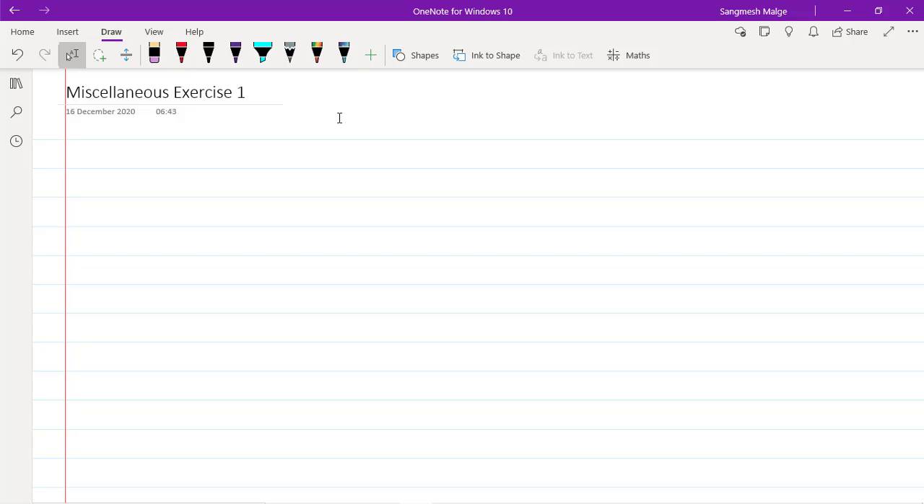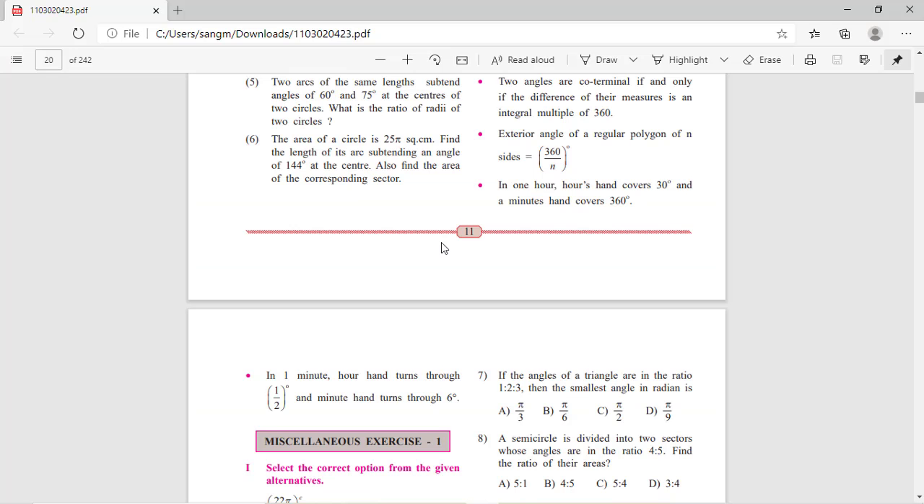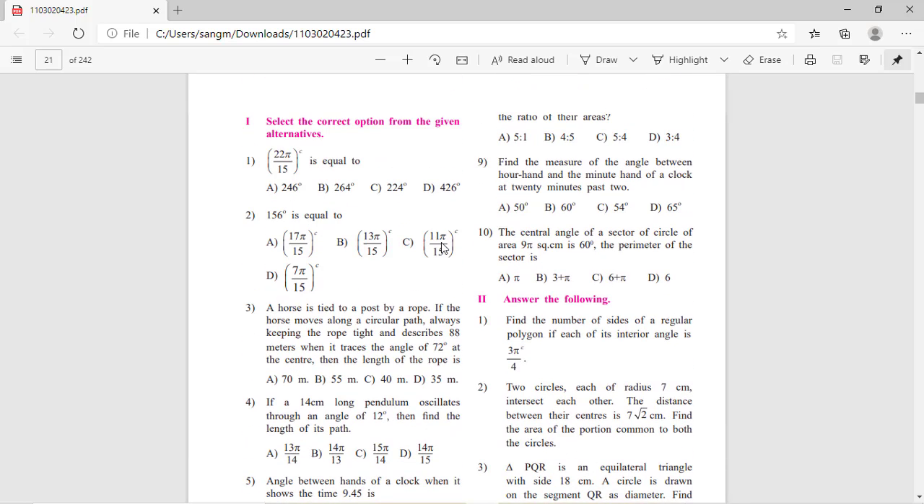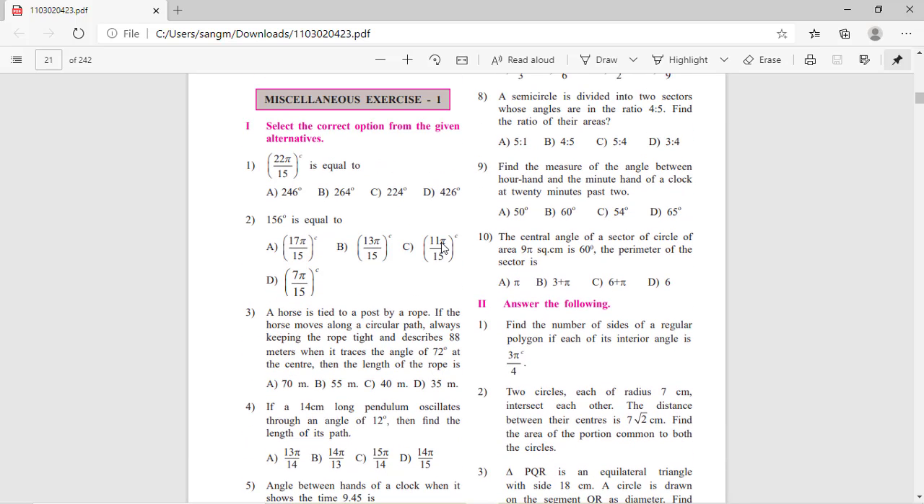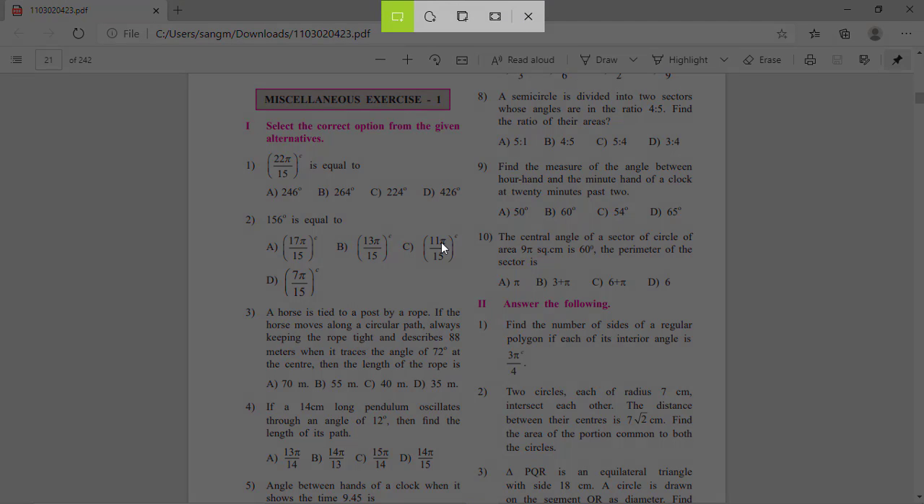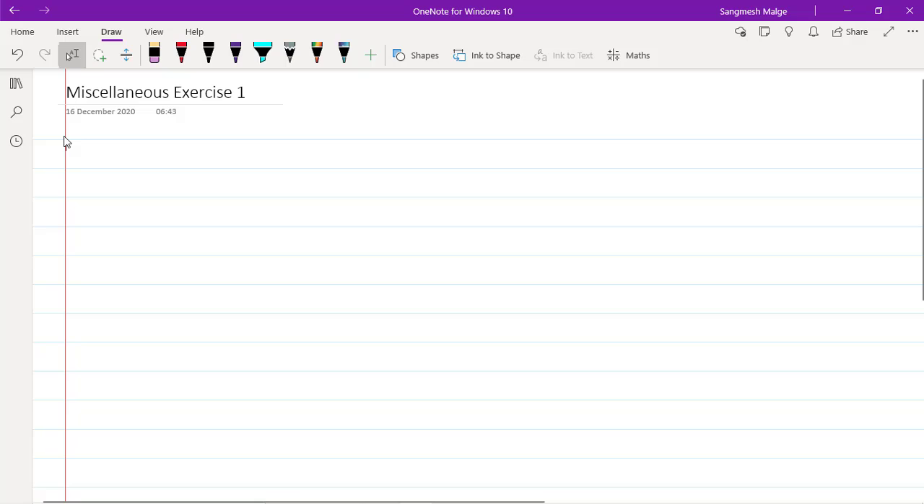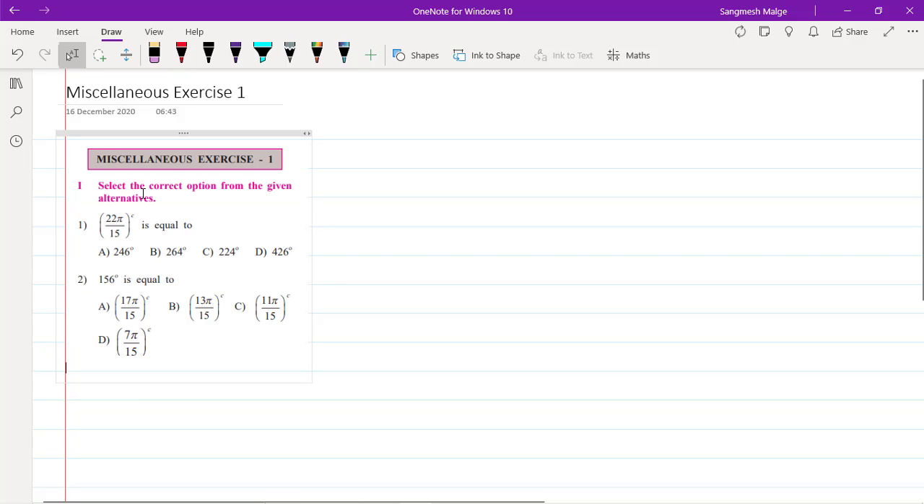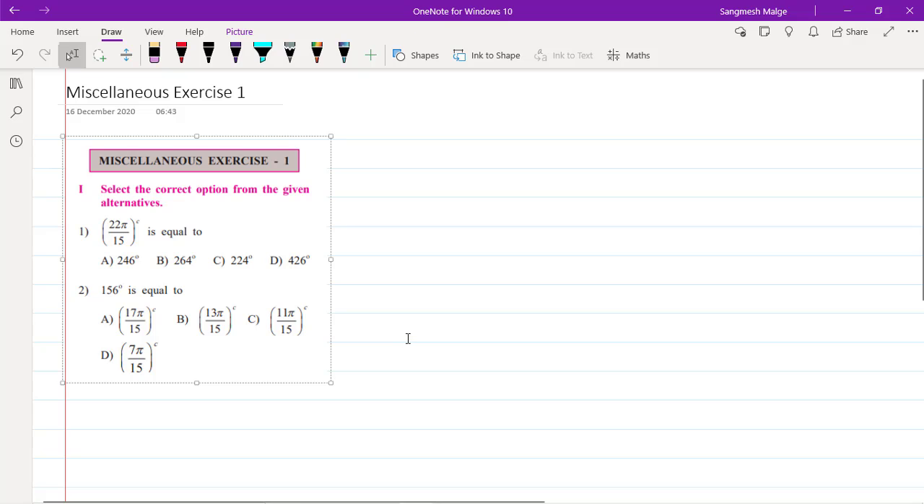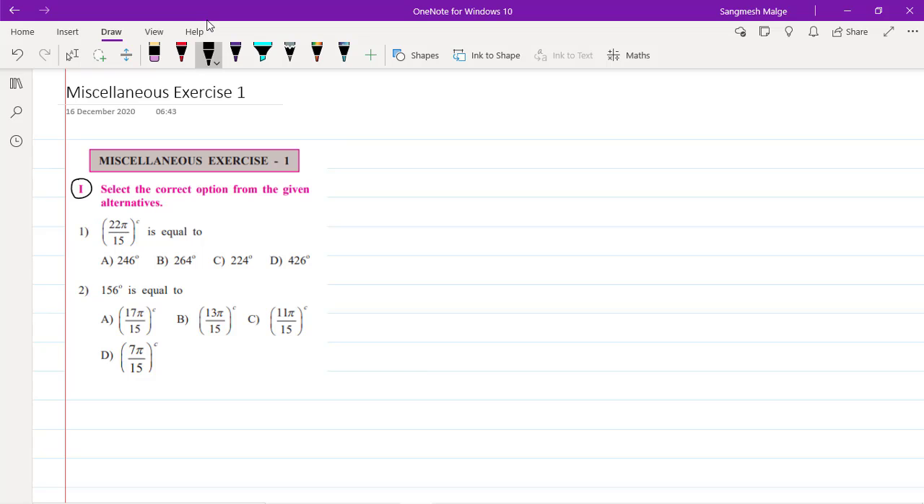So if you have any doubts you can stop me in between. Yes, here we go, the miscellaneous exercise. Let's take the first part. Let's take two questions at a time. You can solve these two questions on your own. Select the correct options from the given alternatives. First question: 22 pi by 15 radian is equal to how many degrees?